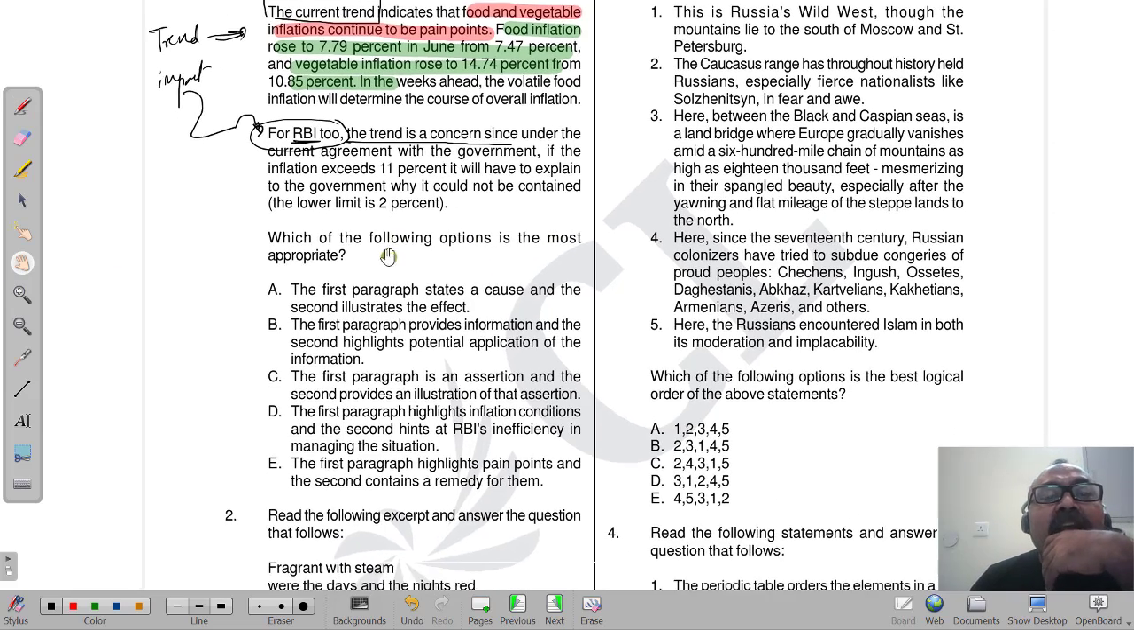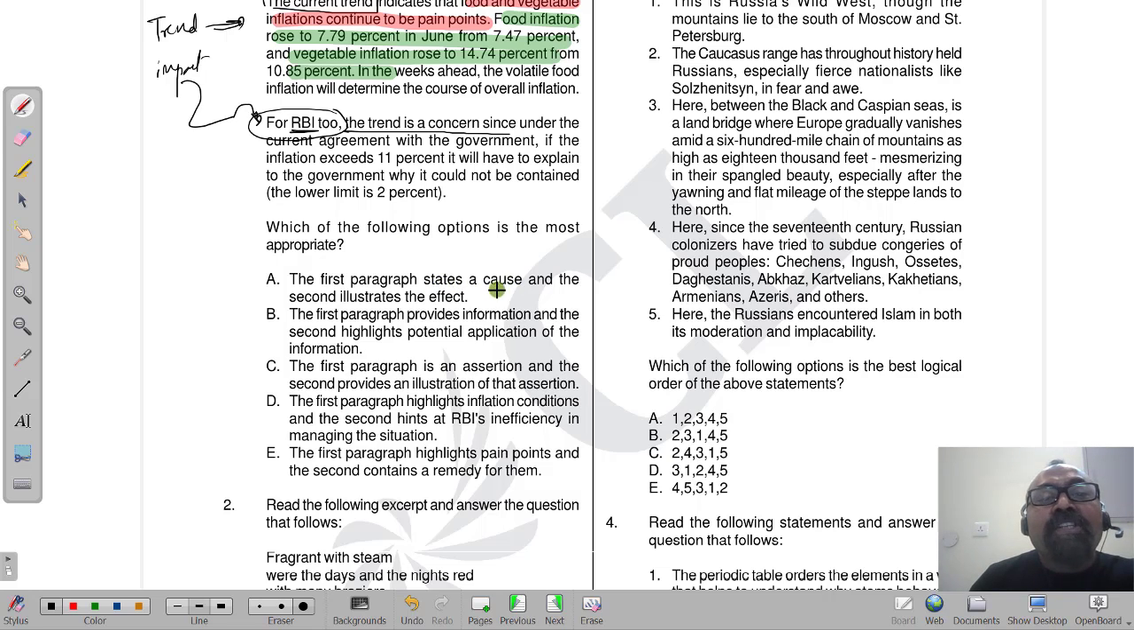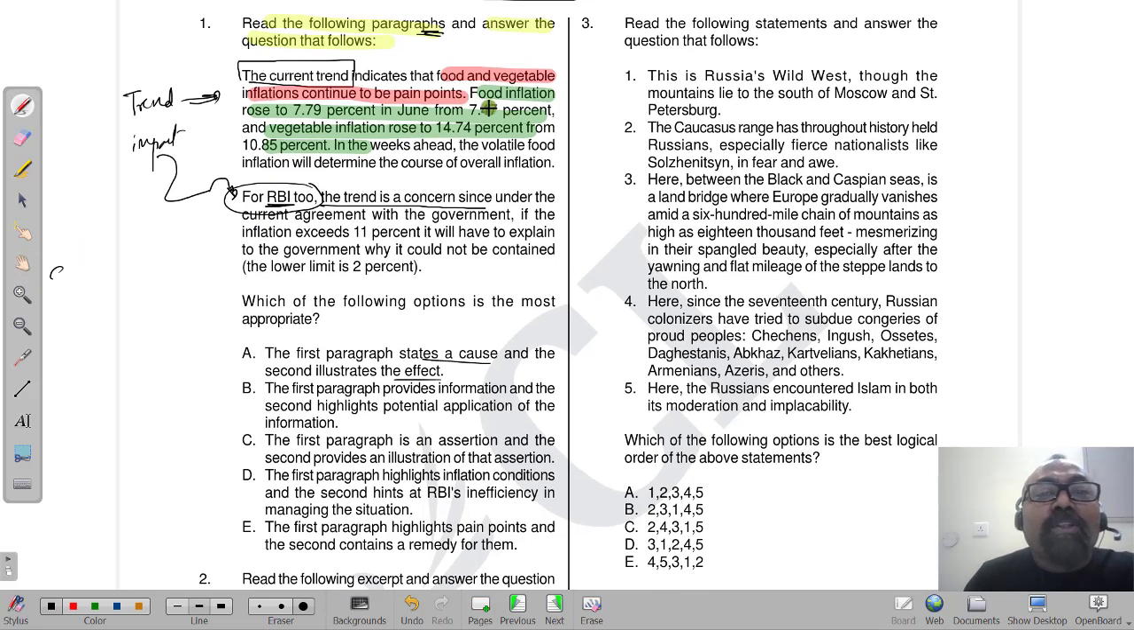Answer choice A says the first paragraph states a cause, and the second illustrates the effect. Look at the cause and effect relationship: you actually cannot find the cause. Food inflation is rising currently, but why has that happened? What is the reason for it? What is the causation? There is no causation here. It merely states that this is a situation, and the situation is going to have an impact on RBI. It's a concern for RBI as well. So there is no cause and effect relationship happening here. The first provides information, and the second highlights potential application of the information.